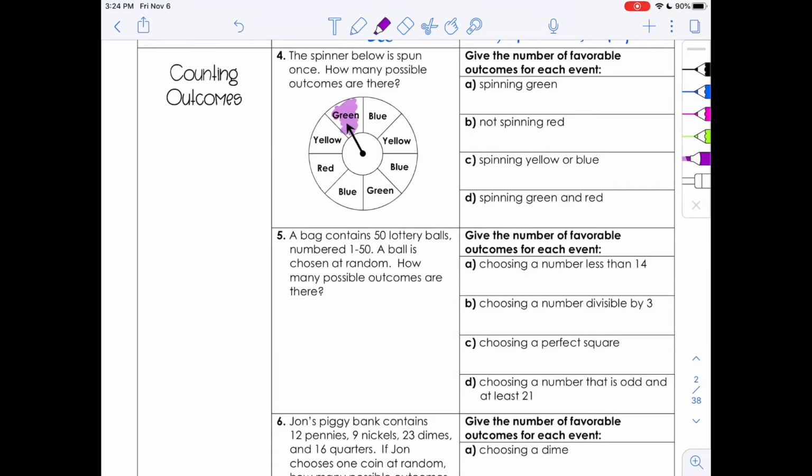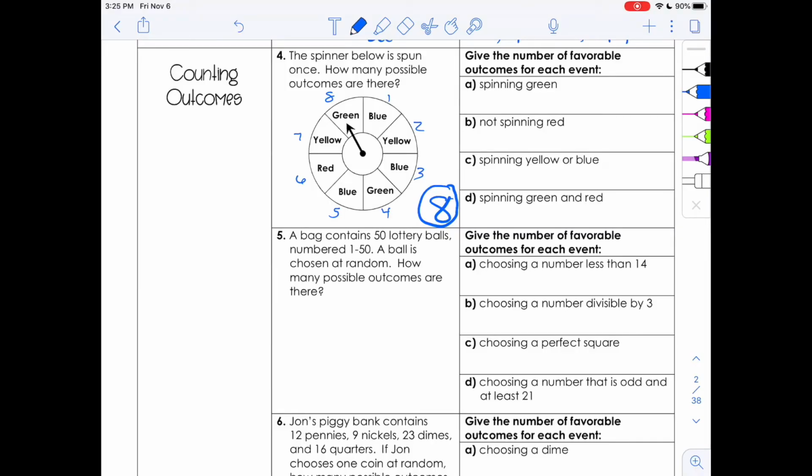So there's one outcome. It could land over here on this yellow section. That's another possible outcome. It could land over here on this green section. That's another outcome. So each section represents a possible outcome. So we want to count how many sections we have total. So as we go around and number each section, we can see that there are 8 possible outcomes of when we spin the spinner.